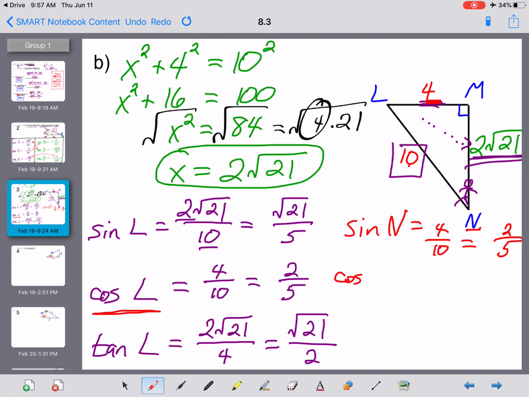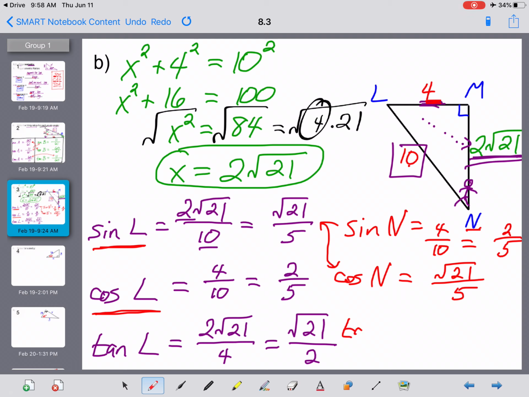Now the cosine of angle N. Well, let's see if we can use that trick here. The sine of L is going to be the same as the cosine of N. So that's going to end up being the square root of 21 over 5, because these two things are going to end up being the same.